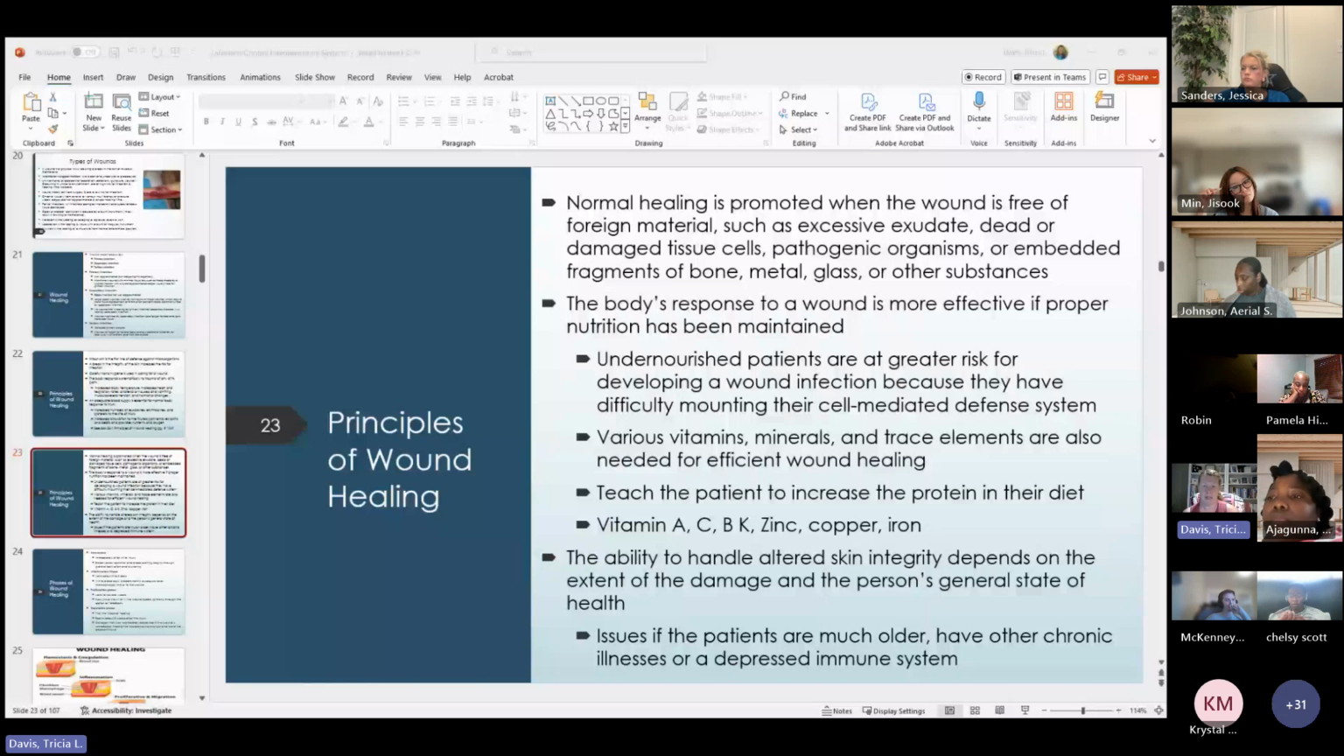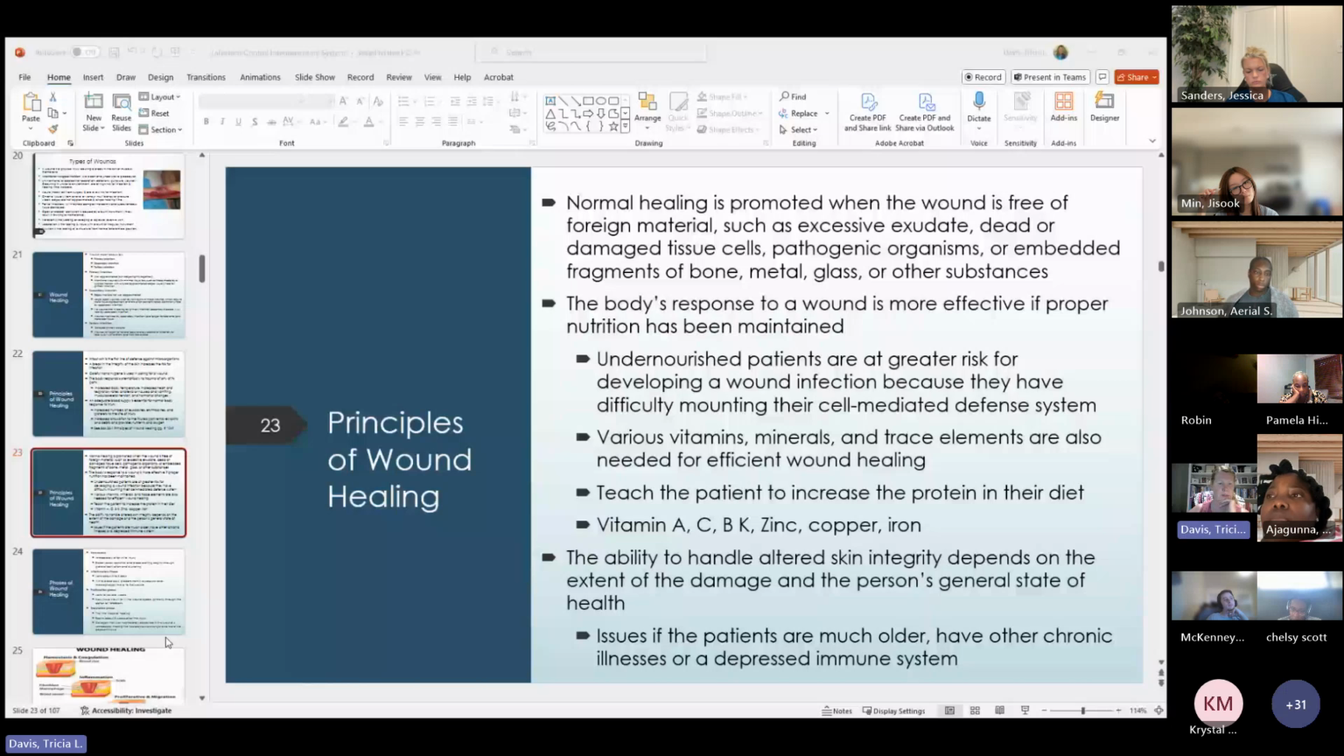The ability to handle any type of alteration in a patient's skin integrity is also going to depend on their general state of health. If you're thinking about your older population, they might just be weak, they might have other chronic illnesses they're dealing with, and they also have a depressed immune system. This can make it hard for them to care for wounds when they go home. So that's another thing you would want to think about and advocate for your patient if you know there's a lot they have to take care of when they go home.